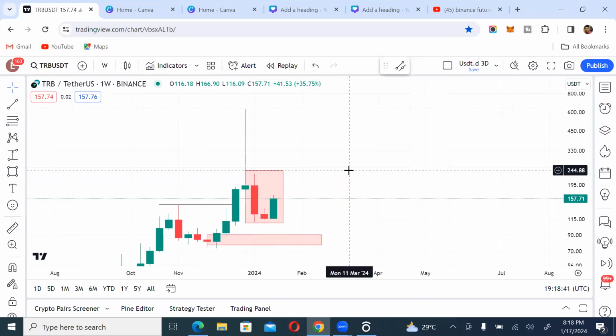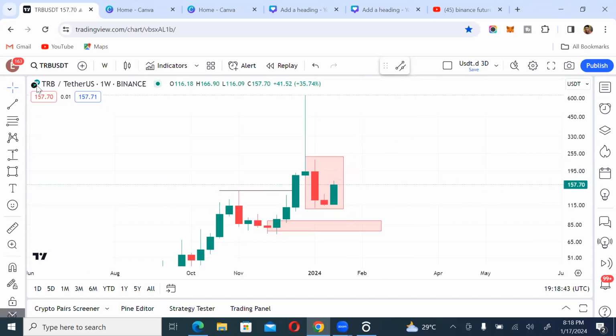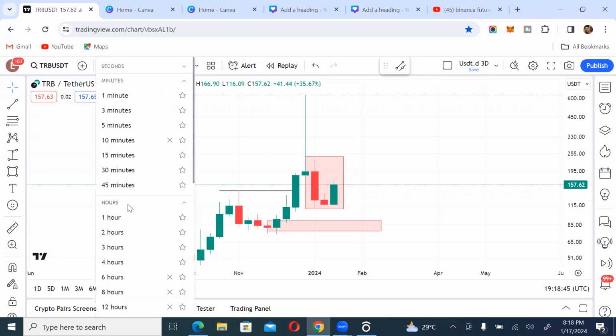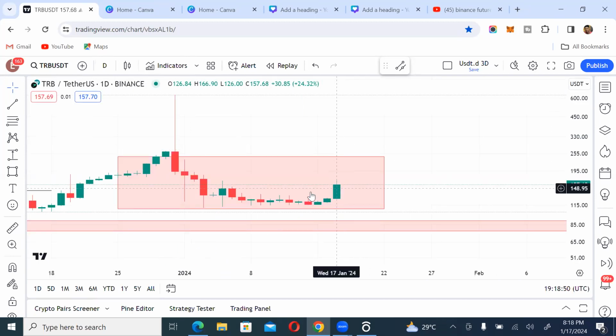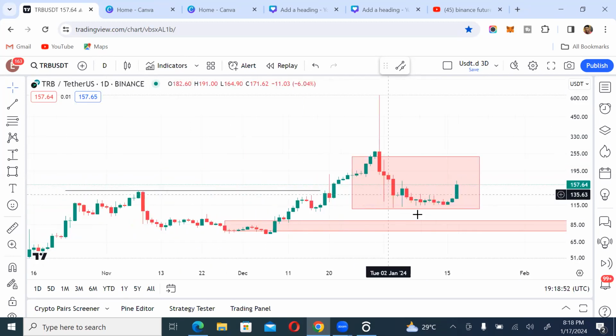So it's not actually pumping like people thought. That's what I'm saying. A lot of people think, oh, this pump is real. People will start putting money now that TROB is pumping. But in the real sense, it's not pumping.